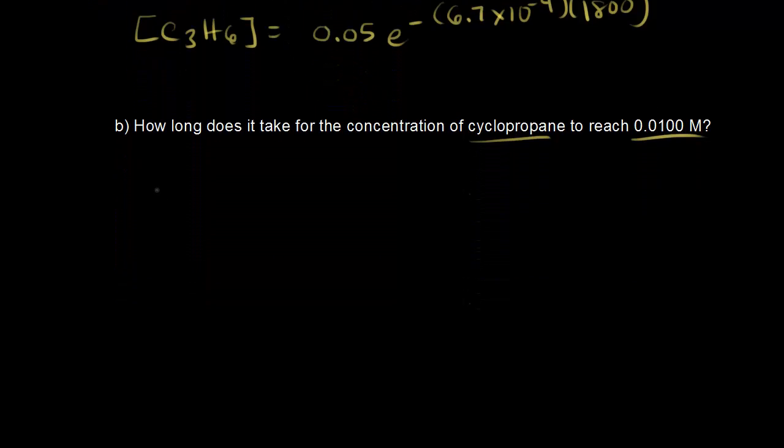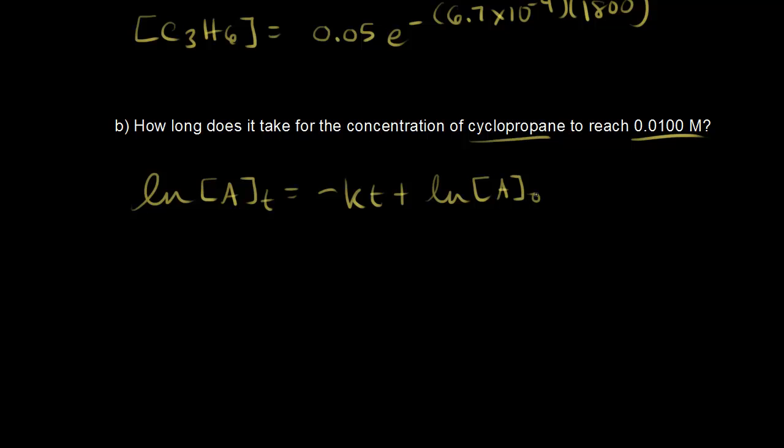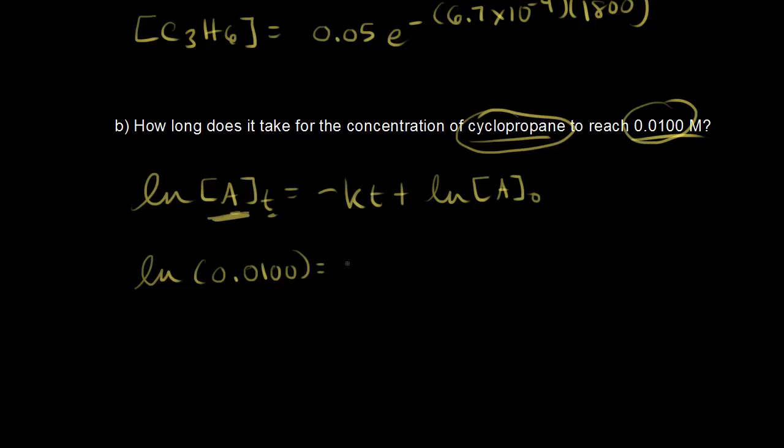I'll just take the first equation that we discussed, right? The natural log of the concentration of A is equal to negative kt plus the natural log of the initial concentration of A. And let's plug in what we need here. So the concentration of cyclopropane to reach 0.01 molar. So that's our concentration at some time. So that would be the natural log of 0.01 molar is equal to negative kt.